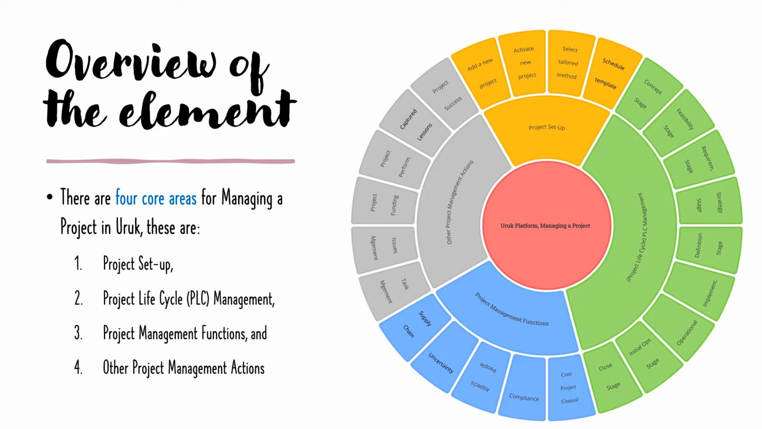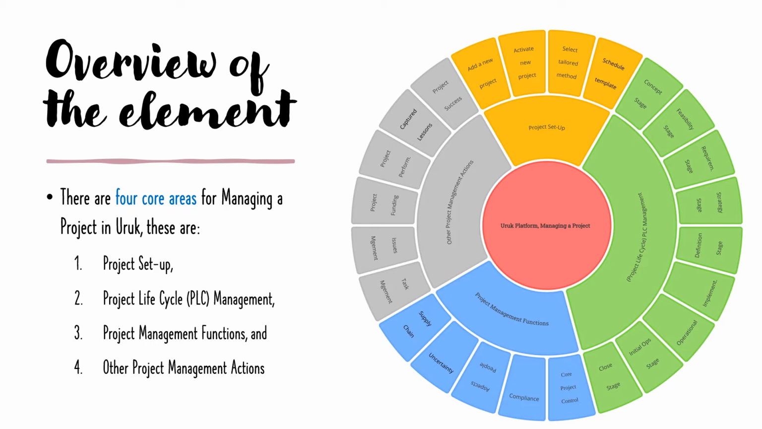If we have a very high level overview of the managing a project element, you don't have to go through all the detail on the screen because we will explain them on the next few slides. Basically, the Uruk Platform managing a project element, which is, we believe, at the core of the platform, consists of 4 areas. If we break it down into logical groupings, the first group of actions is what we call project setup. Then we go into the PLC management, which is the green. Then we have the project management functions.